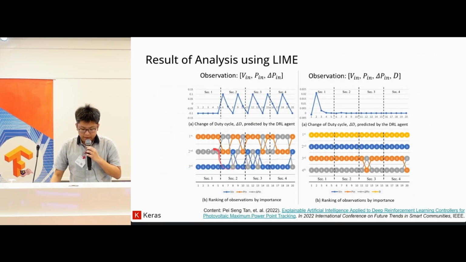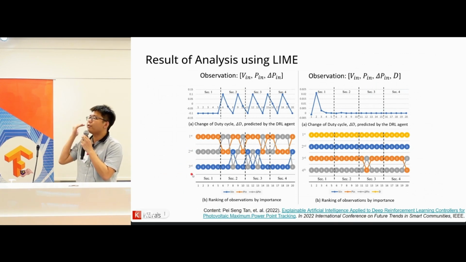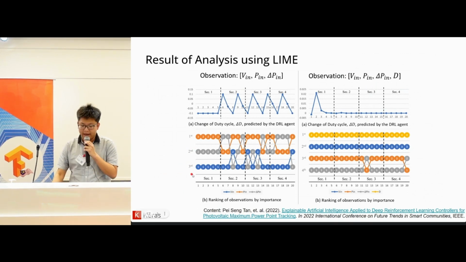So if you can take a look, section 1 is not that noisy, and after that you go to section 2, then section 3 and section 4, it seems like it's very noisy. So the first, second, and third is actually the ranking. So which feature is most important? Among these 3 features, which one is the most important?